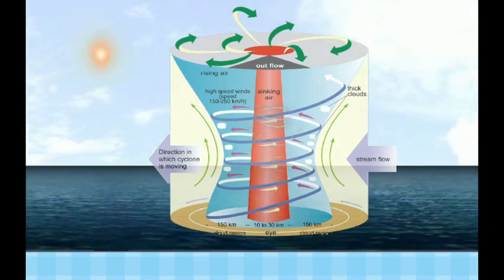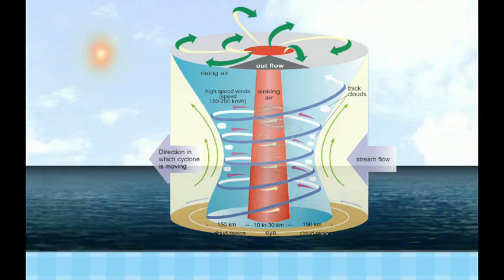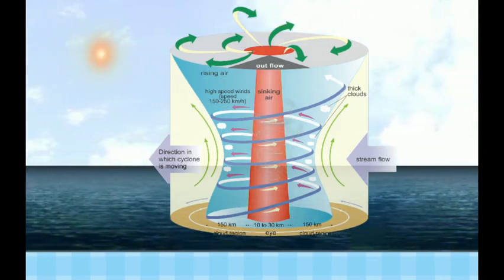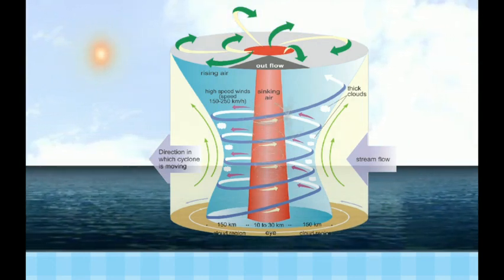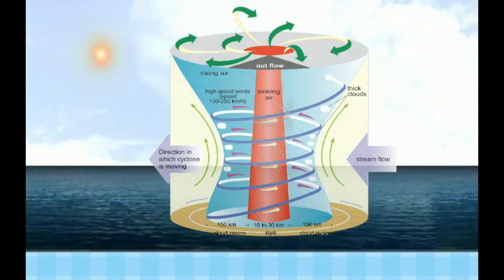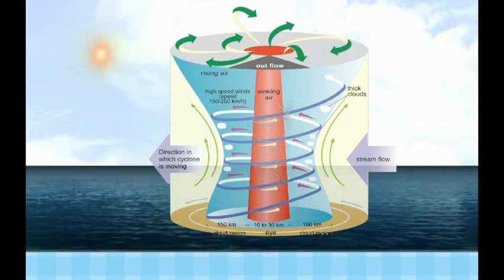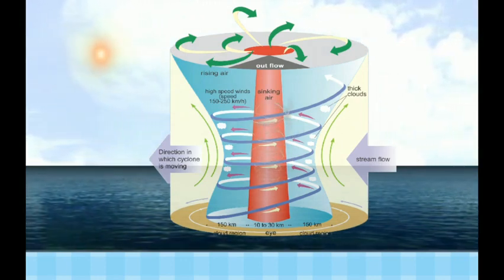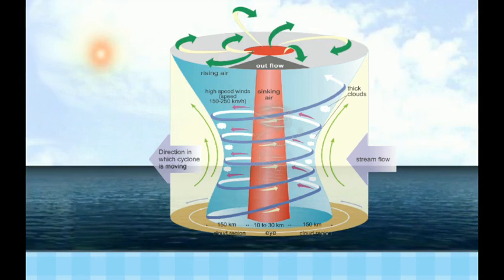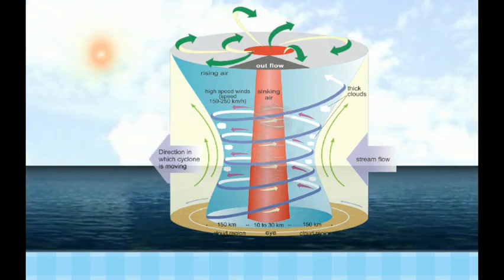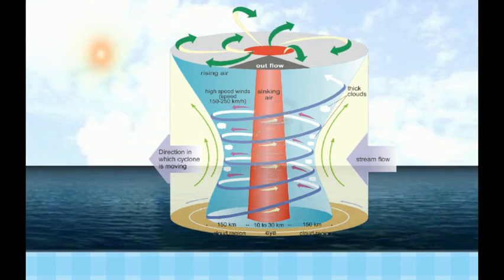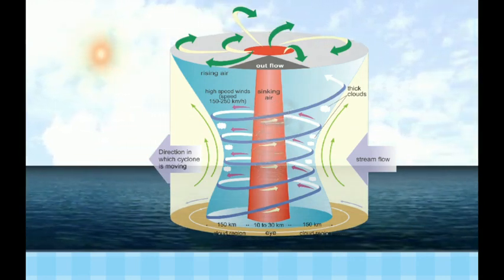Once a cyclone is formed, it begins to move over the surface of the ocean. The speed of wind in the cyclone is more than 120 kilometers per hour. A cyclone needs a constant supply of warm and moist air. As the cyclone reaches the land, the supply of warm and moist air gradually stops and the cyclone dies down.